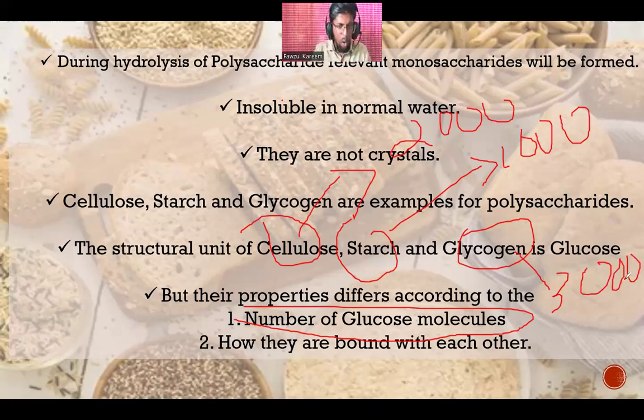All the cellulose, starch, glycogen, all these three molecules are made up of glucose. But I am keeping three types of names. Why? Because I am dividing these three molecules according to the number of glucose molecules. If there are 1000 glucose molecules, I will say starch. If there are 2000, I will say cellulose. If there are 3000, I will say glycogen. Is it clear? Is it clear how I divided these molecules into three?